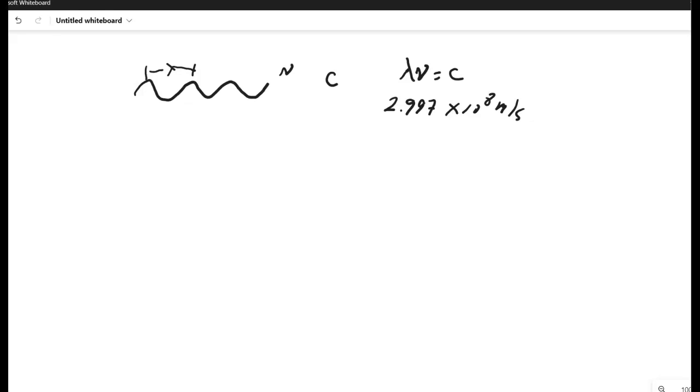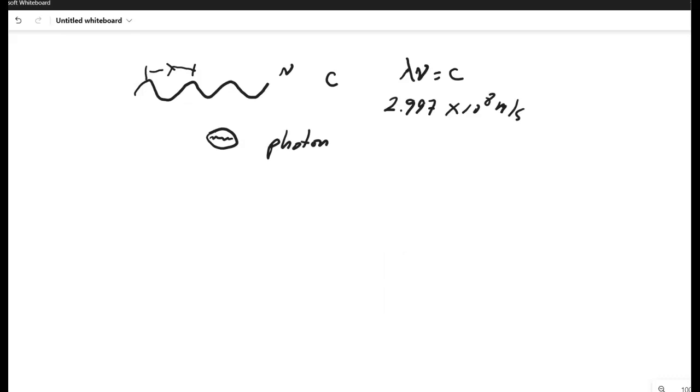So, like I said, question number one, dual nature, wave and particle. You can also picture light as having this particle-like character as well. We call that a photon.